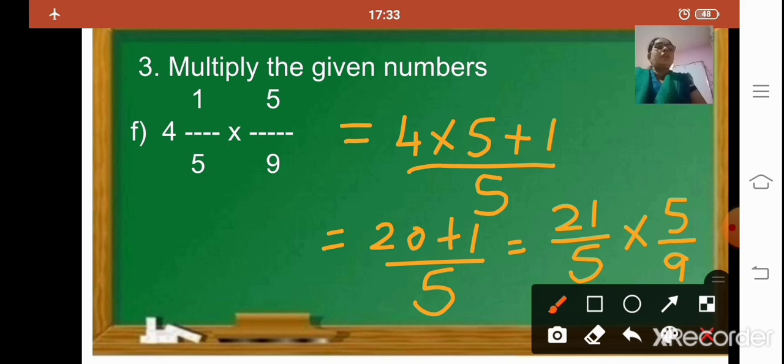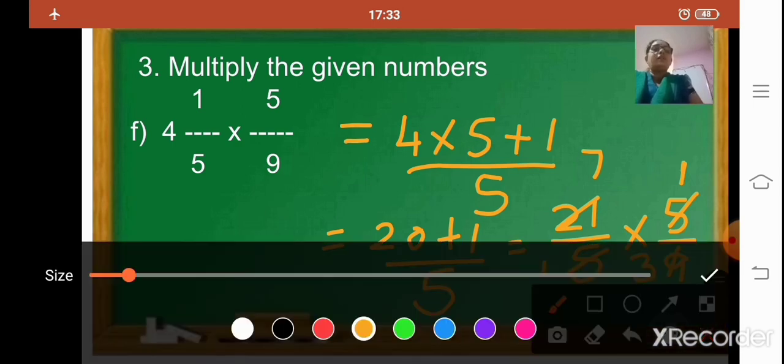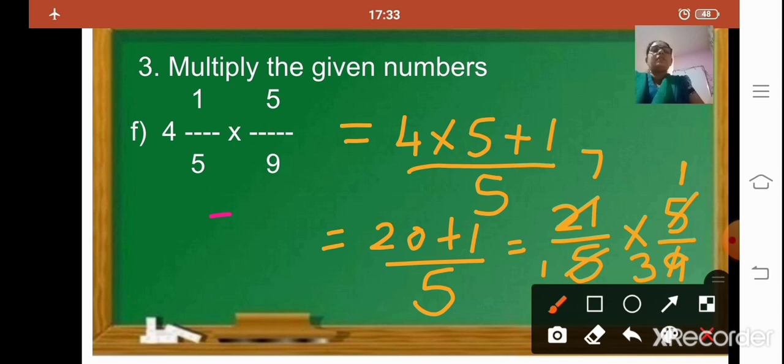Now here this 5 and this 5 get cancelled. 5 ones are 5, 5 ones are 5. Both are divisible by 5. Now 9 and 21, the common factor of 9 and 21 is 3. 3 3s are 9 and 3 7s are 21. Now 7 and 3, is it divisible by any other number? No. So your final answer is 7 upon 3. Okay.